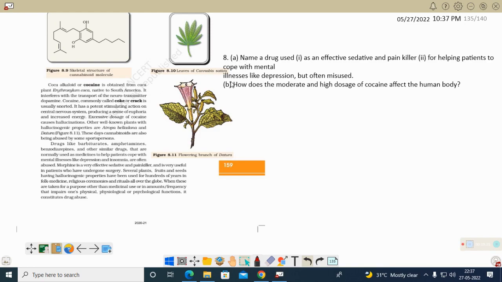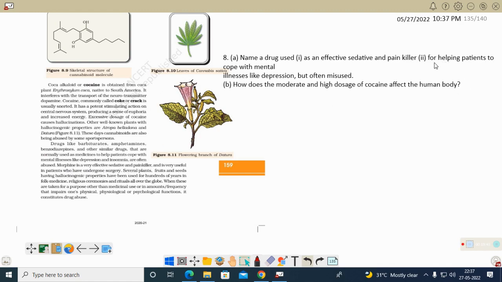Eighth question, it is 3 marks question. So it has 2 sub questions. Okay, we will see that. Name a drug used as an effective sedative and painkiller. The drug which is used as an effective sedative and painkiller, that is morphine. So here it is given morphine is a very effective sedative and painkiller.